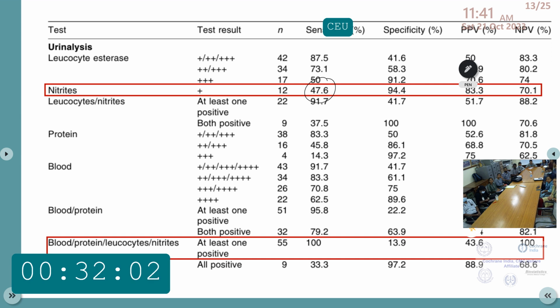So if you look at the 2 by 2 table, this is culture positive and culture negative. This is nitrite positive, this is nitrite negative. This sensitivity here came to only 42%. So what is this number? How much? Come on, do maths. 58%. So 58% false positive or false negative?